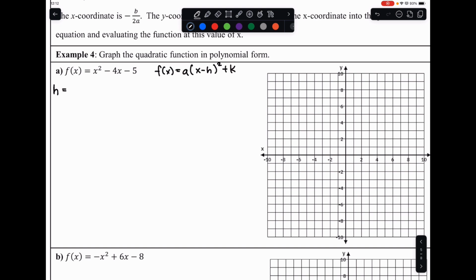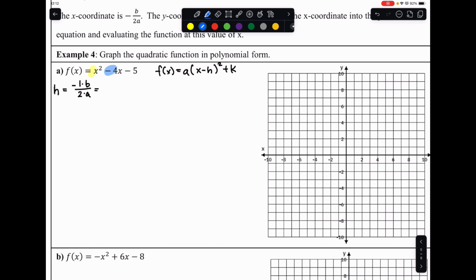Beginning with h, the formula to figure out the x coordinate of the vertex, we're going to get negative b, which is negative 1 times b, divided by 2 times a. And the values of a, b, and c again come from the quadratic, this polynomial form, where the value of a is going to be this number right here, which is a 1, and the value of b is the negative 4. So substituting those values in here, we end up with negative 1 times negative 4 divided by 2 times the value of a. So we have positive 4 divided by 2, which simplifies to 2.